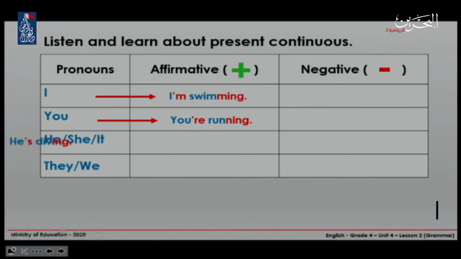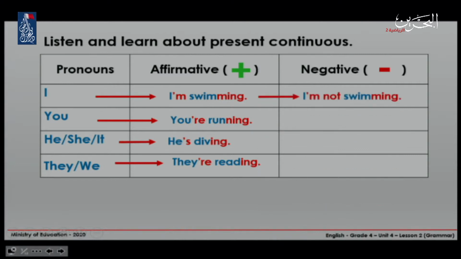He, she, it take the verb to be is. It will be he's diving. They or we take are. It will be they're reading. Now let's see the negative form.